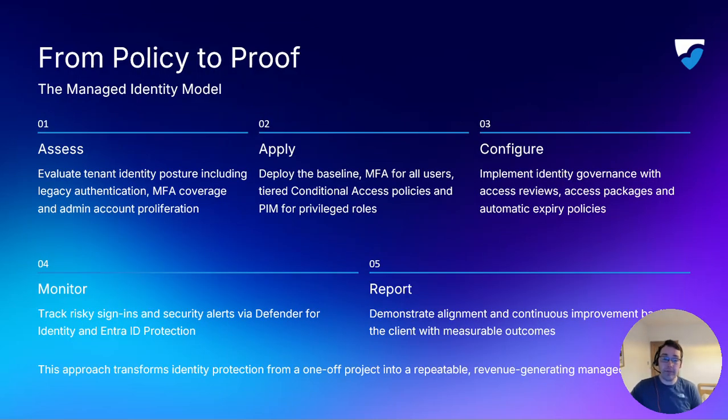So where does this all sit? This starts with the policy to proof, managed identity model. It all starts with the configurations we do. We have to assess and evaluate what's going on. So we need to evaluate the tenant identity posture. This is legacy authentication, MFA coverage, the admin account proliferation.